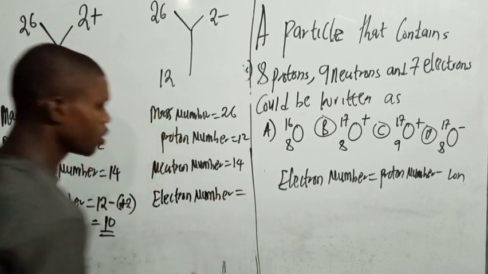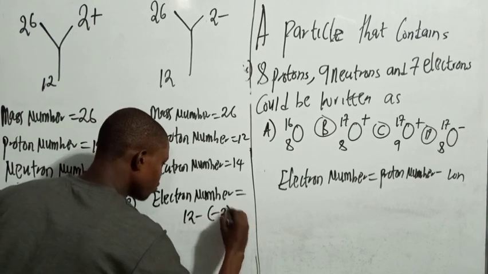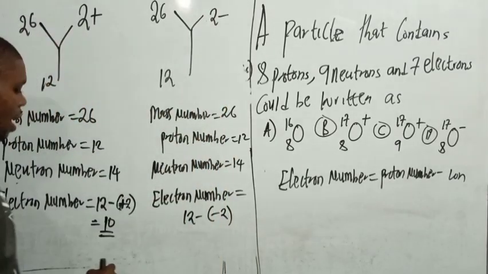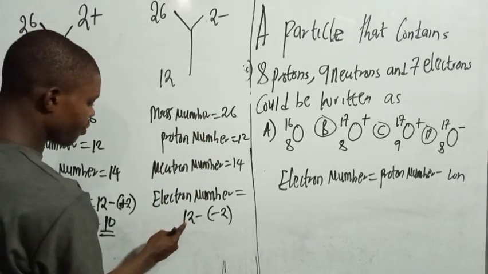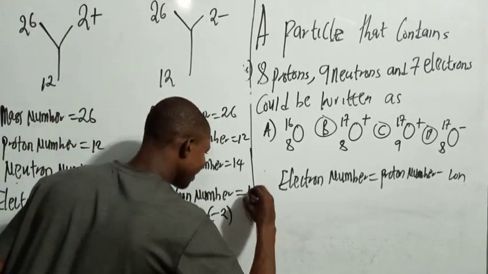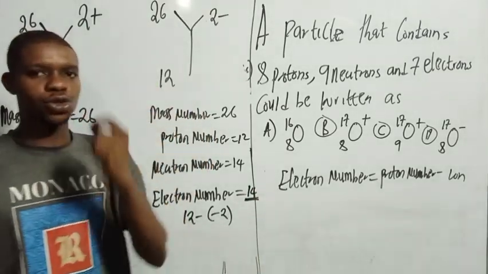And for here, the proton number is what? 12 minus what? 2, because of this 2 minus here, right? So minus and minus is what? Plus. So it's going to be 12 plus 2, going to be what? 14. Right there. It means that it has gained 2 electrons.